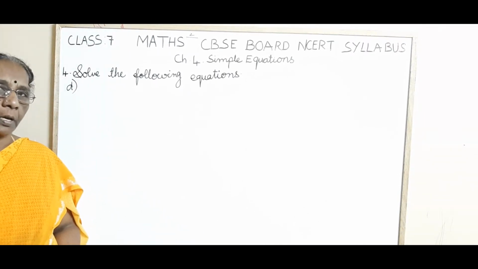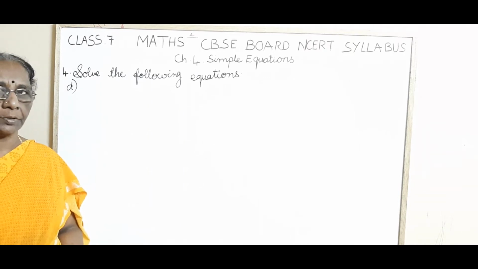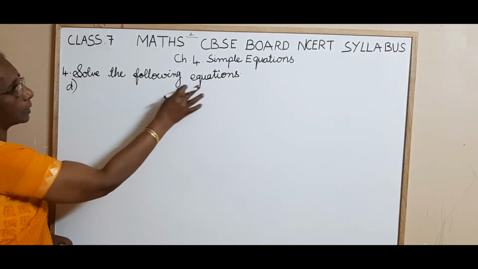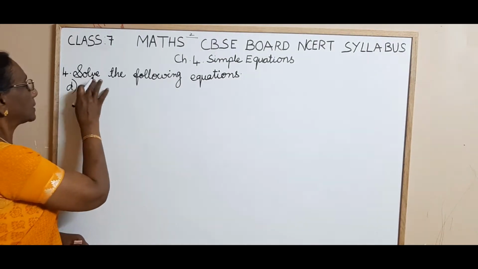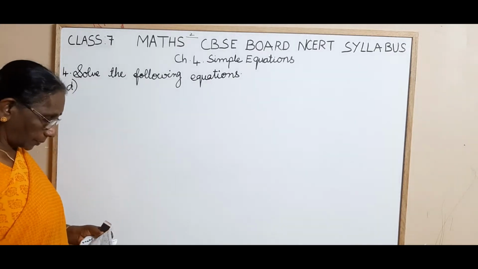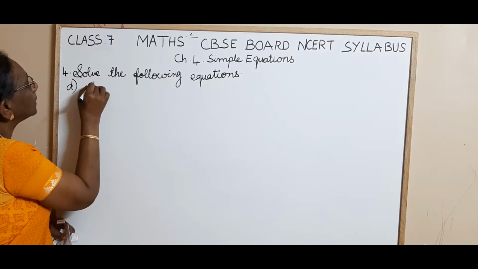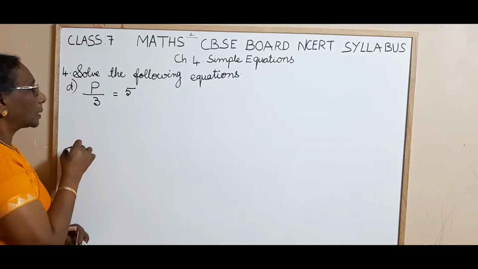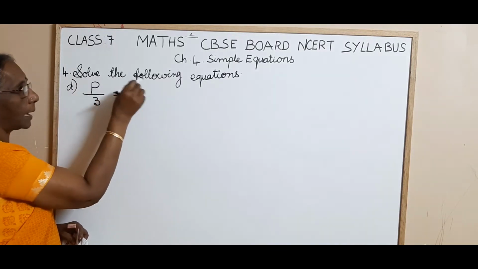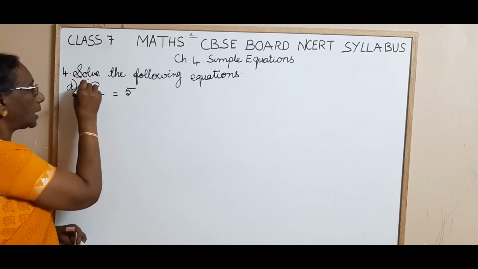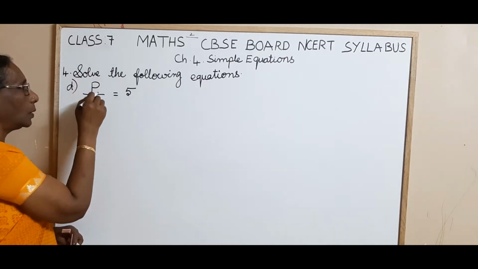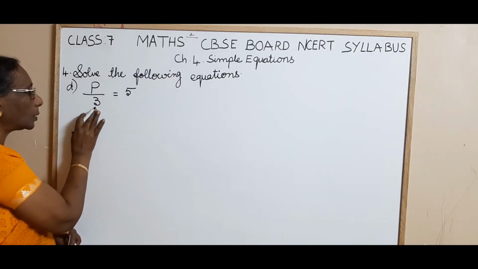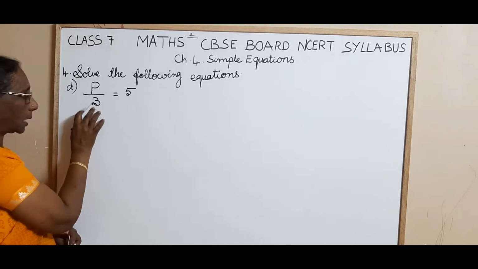In this session, we are going to continue chapter 4, Simple Equations, and question number 4. Question number 4 is: solve the following equations, and in that question, we have to do sum number D. Sum D is p by 3 is equal to 5. Solve means we have to find the value of the variable in the equation. The variable in this equation is p, so we have to keep the variable p on the left hand side and eliminate this 3.